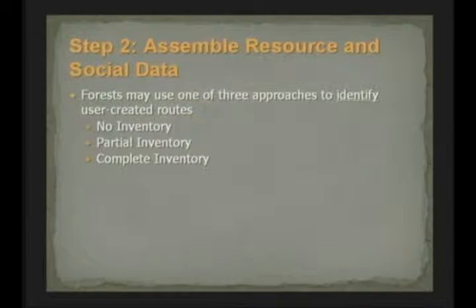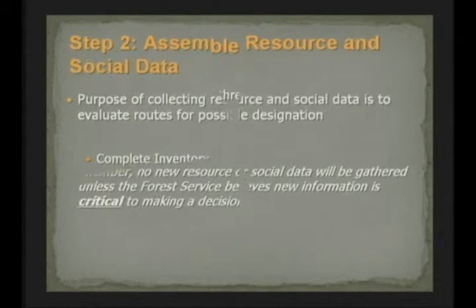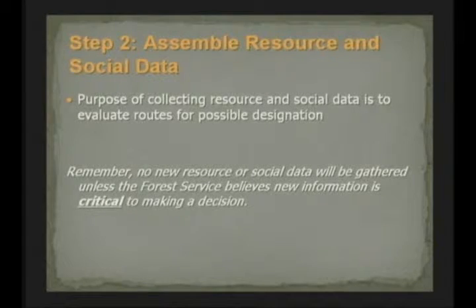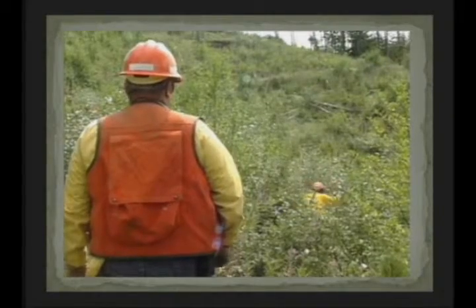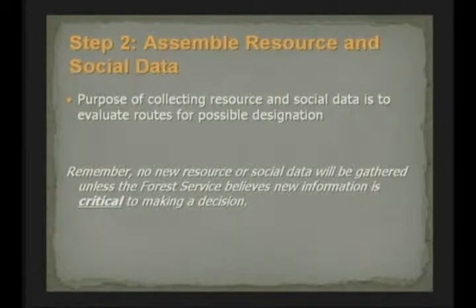National forests may use one of 3 approaches to identify user-created routes. They may choose to do no inventory. They may do a partial inventory of known routes, or they may attempt to do a complete inventory. The purpose of collecting resource and social data is to evaluate routes for possible designation. To keep the workload to a minimum, the Forest Service determined that no new resource or social data will be gathered unless they believe new information is critical to the decision-making process.